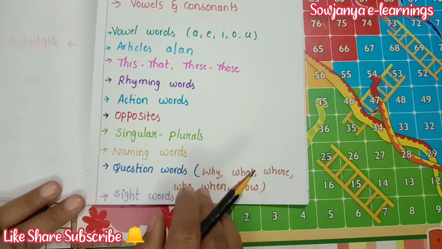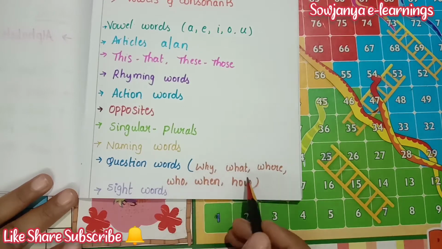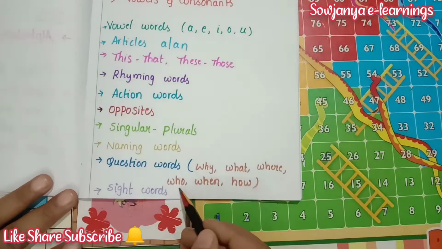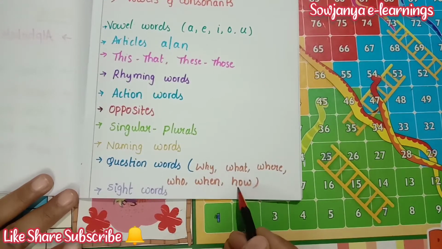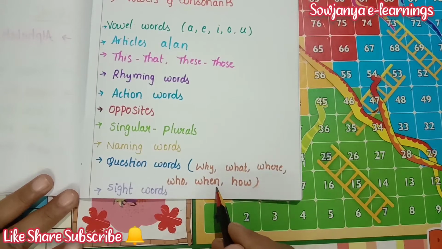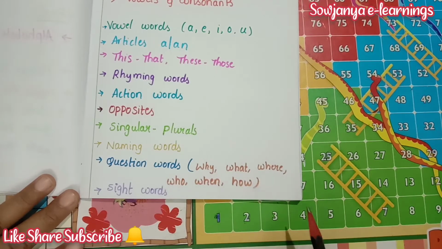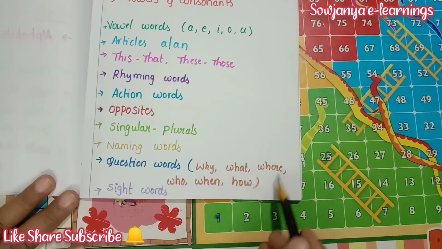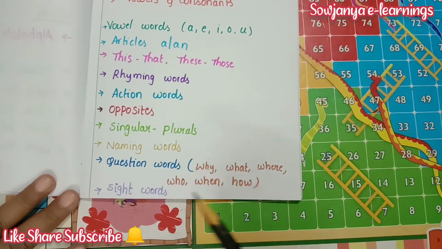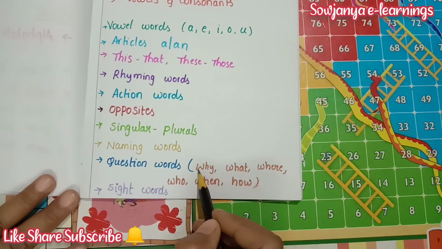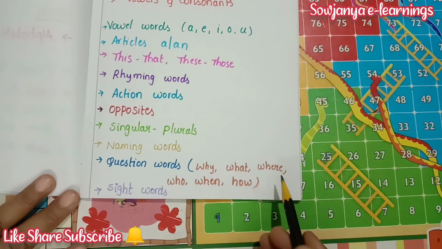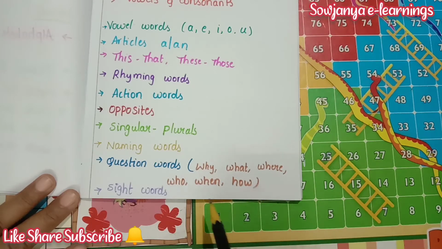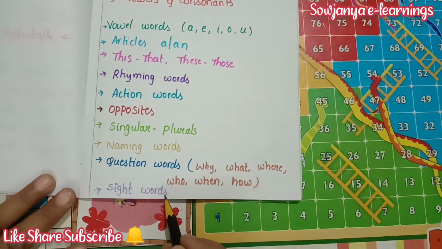Next, questioning words. Questioning words means why, what, where, who, when, how. These we call questioning words. Means when we are asking any questions, we'll start with these words only. So we have to teach them why means what, what means what, like that. Every word we have to teach the meaning and we have to form some questions for them and teach them.